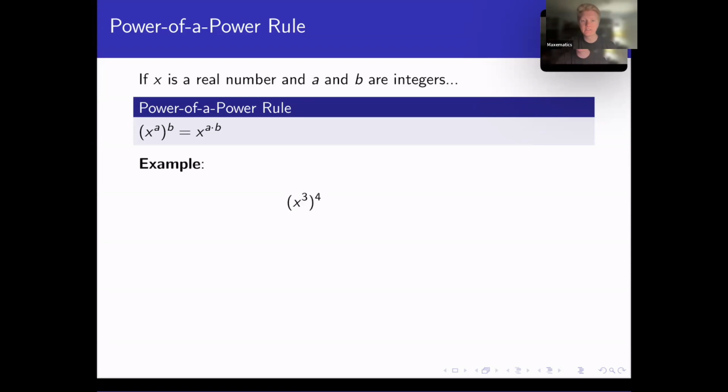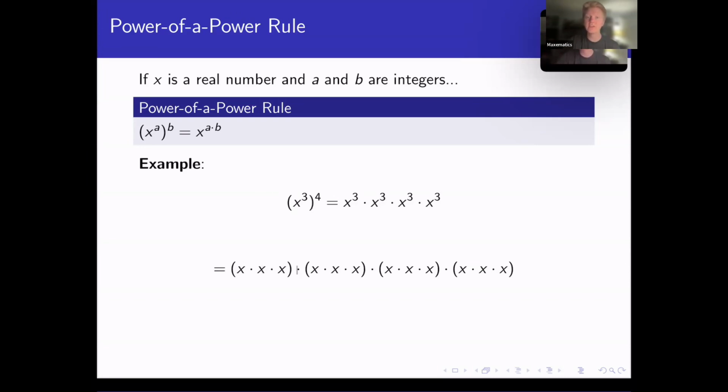As some proof, x cubed to the fourth says x cubed times x cubed times x cubed times x cubed, 4 times. Well, each of those x cubes are sets of 3, so x cubed becomes x times x times x, 4 times. We drop the parentheses, and you can count 1, 2, 3, 4, 5, 6, 7, 8, 9, 10, 11, 12 x's, x to the 12th, which is also the same as x to the 3 times 4.